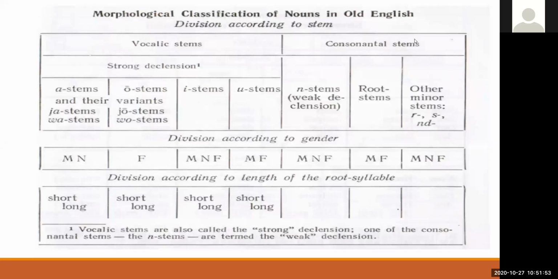Well, look at the morphological classification of nouns in the Old English period. From this declension, you may see that there are two great groups of stem declensions. The first is vocalic stems, and the second is consonantal stems. Another name for vocalic stems is strong declension, and another name for consonantal stems is weak declension.